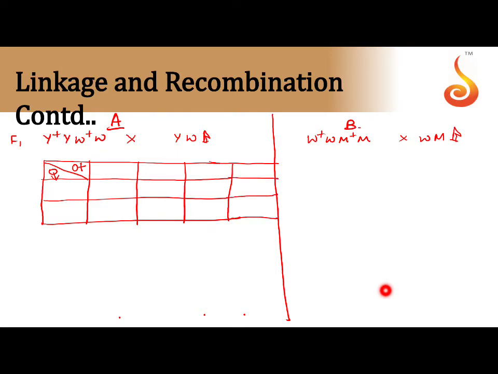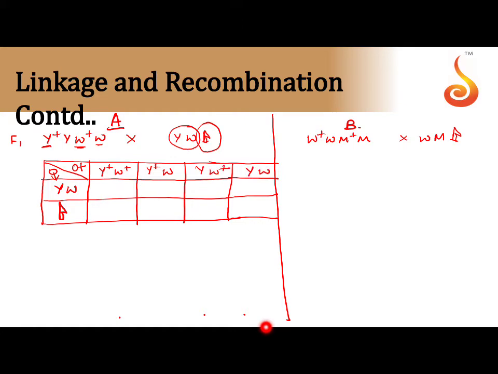Now, in males, if you see, there is only one X chromosome which is carrying Y and W, and the other is the Y chromosome. So, let us note it down here. And in case of females, if you see, Y plus W plus will be your first one. The second one will be Y plus with the smaller w, and then you have the Y coming with W plus and Y with W.